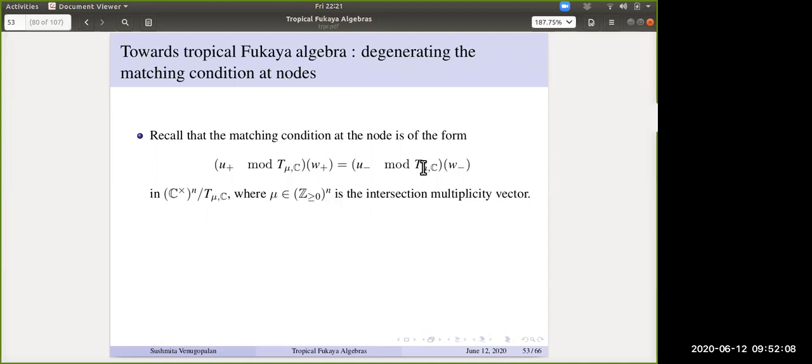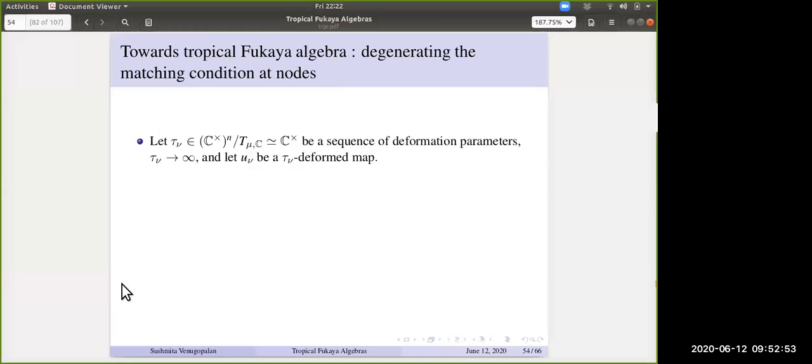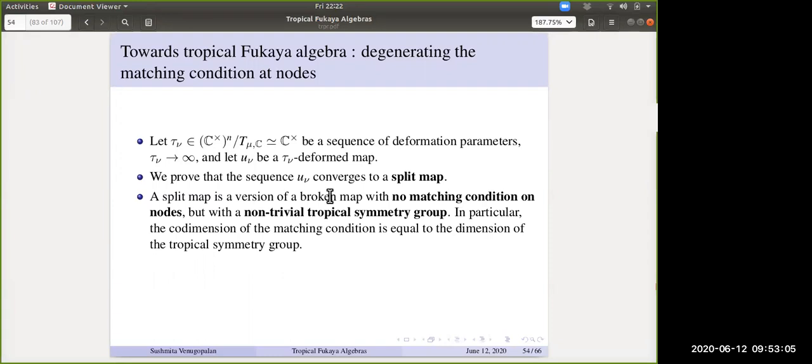So recall that the matching condition is of this form, where we mod out the neighborhoods of nodes by a one-dimensional torus, and then we compare the evaluations at the nodal points. The first step is similar to what we did earlier for the single cut case: we consider a deformed map. A deformed version of the matching can be written as follows. The matching condition in this top line is replaced by a matching condition which has this multiplicative factor, and this multiplicative factor is an element in a torus. Then we let this deformation parameter go to infinity and look at what happens in the limit. We will prove that the sequence converges to what's called a split map.